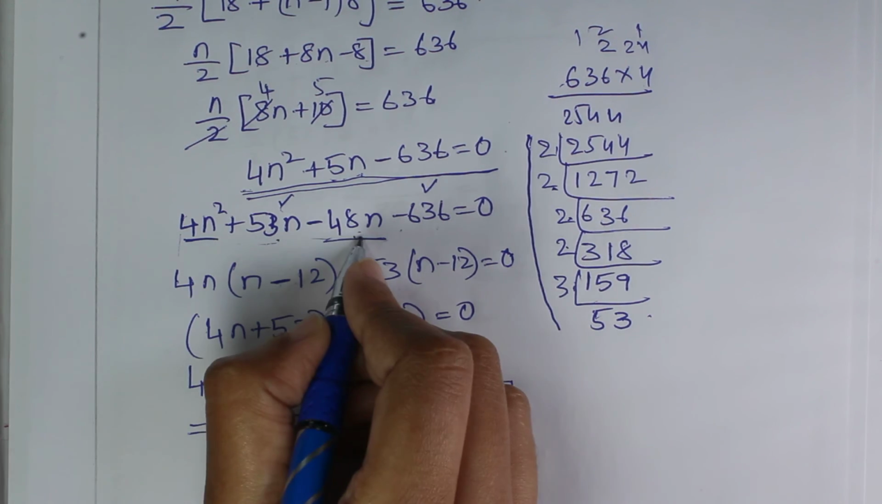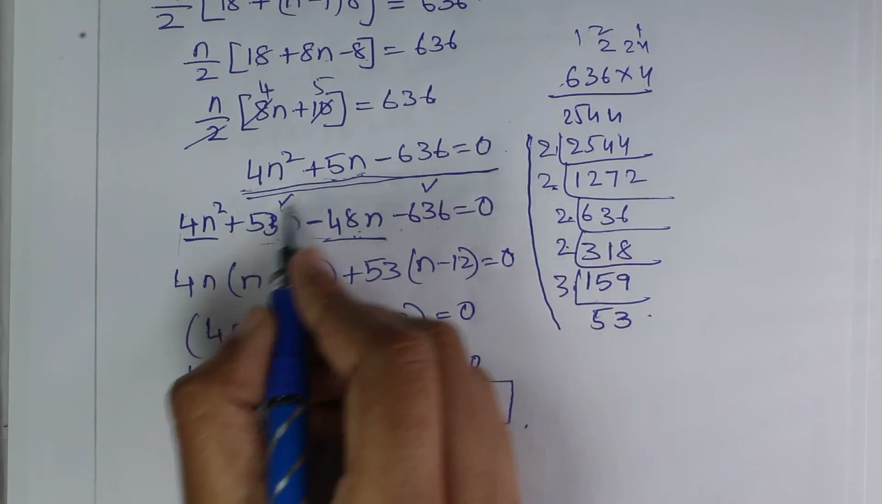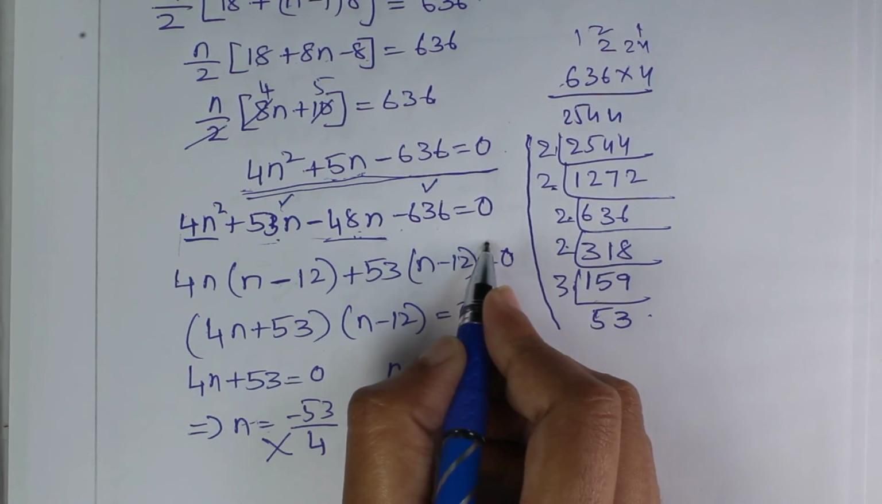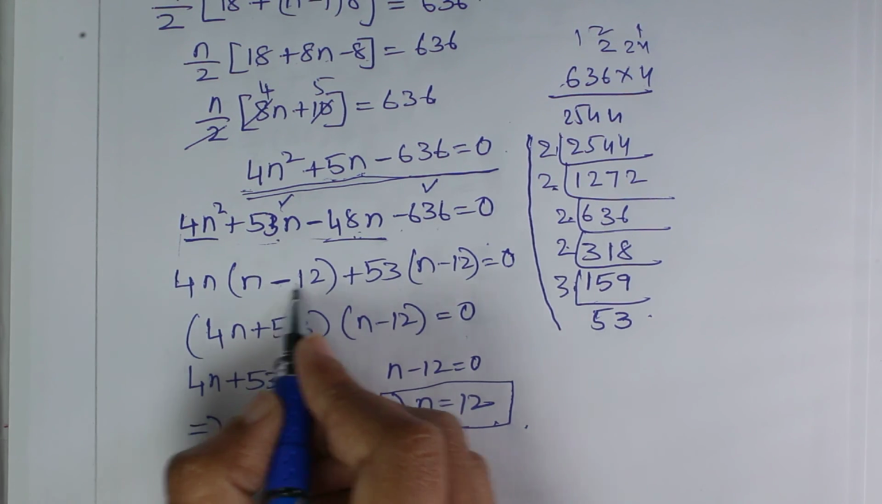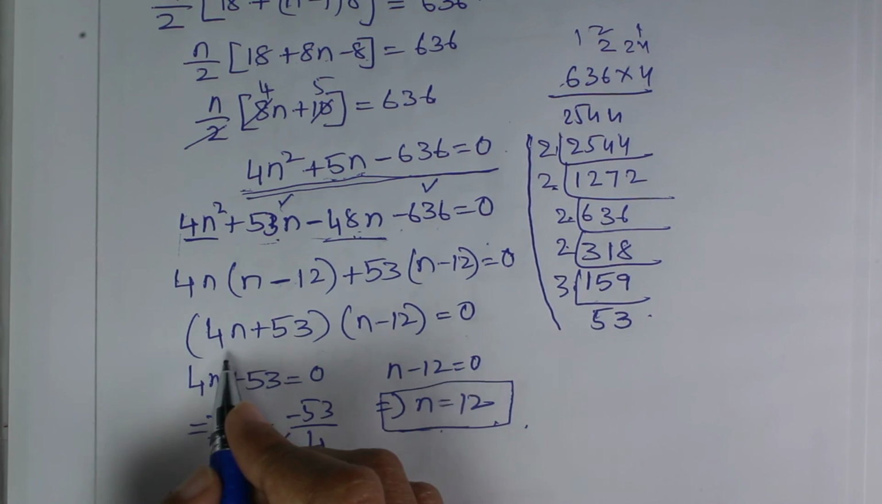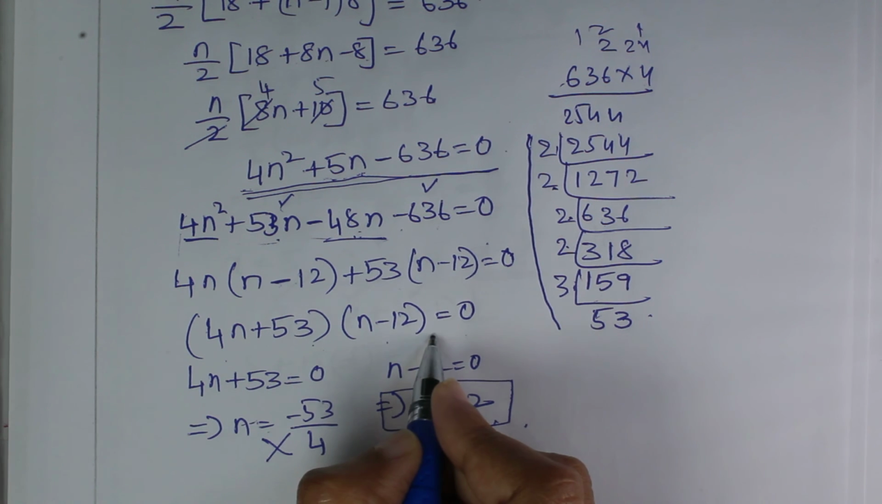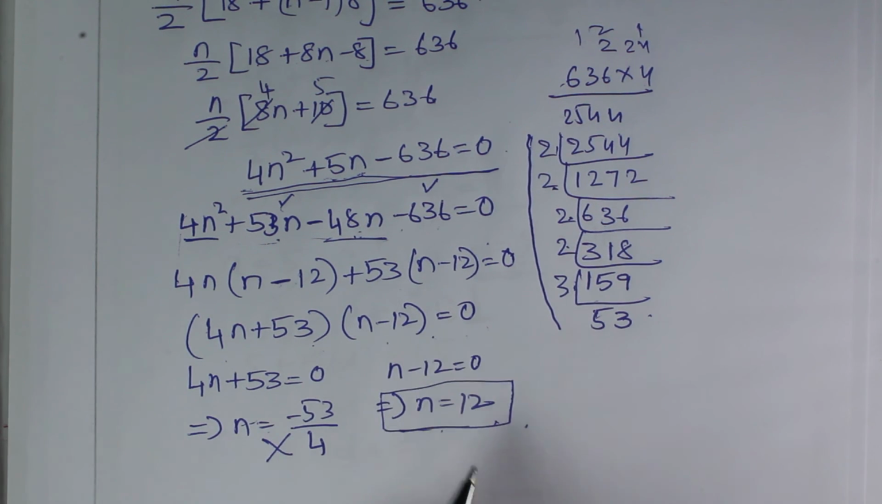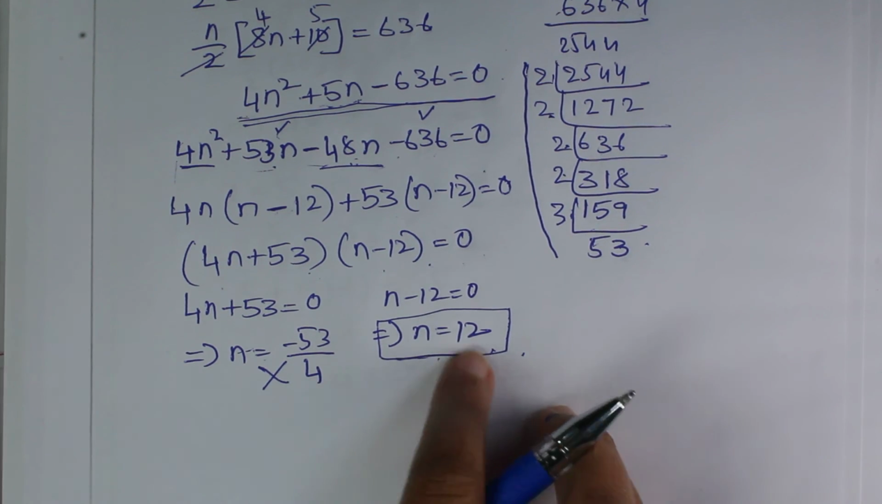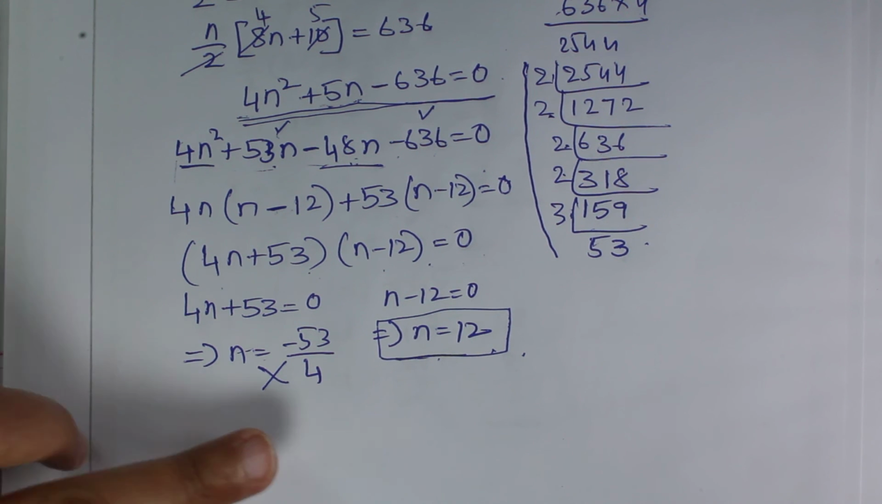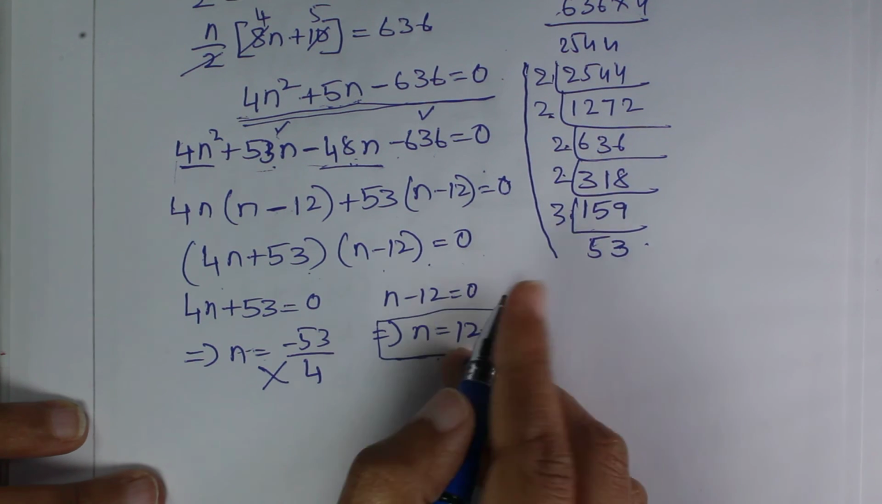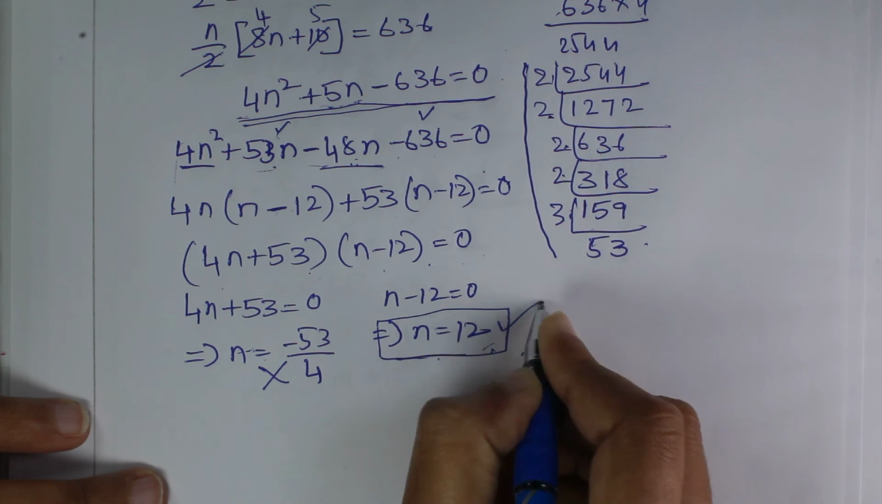So 53n minus 48n is also 5n, right? So I can write this equation in this form. And I have taken common terms and factorized them into 4n plus 53 into n minus 12 is equal to 0. So I got the n value as 12 and n value as minus 53 by 4, and I have considered the value of n is equal to 12.